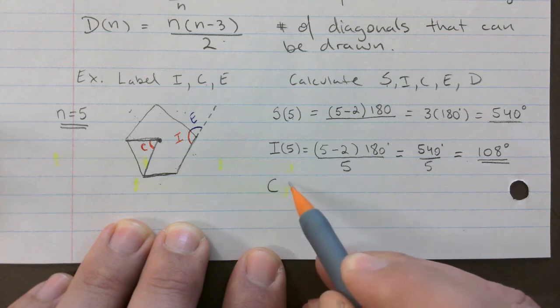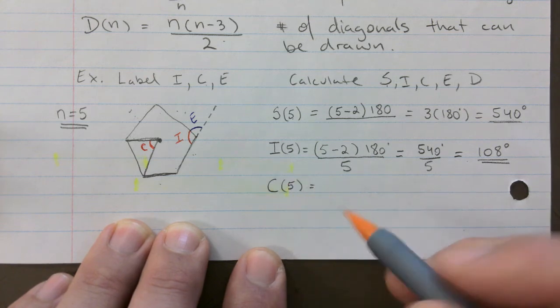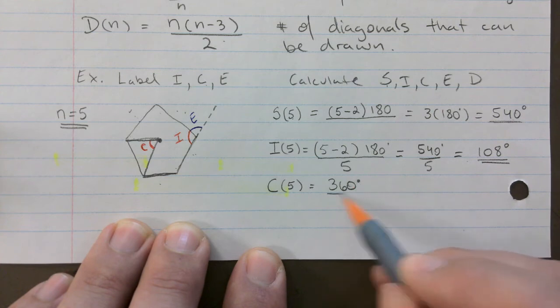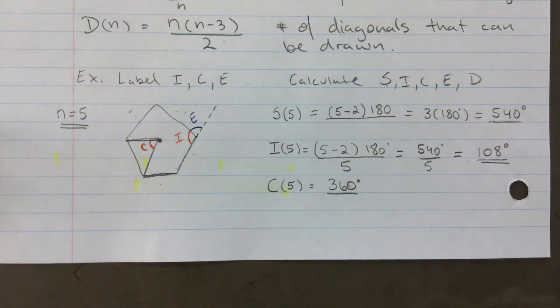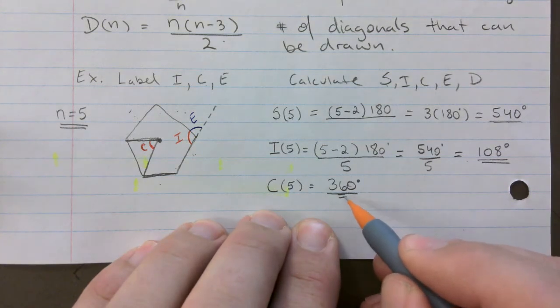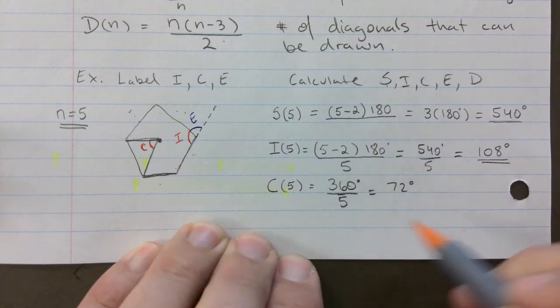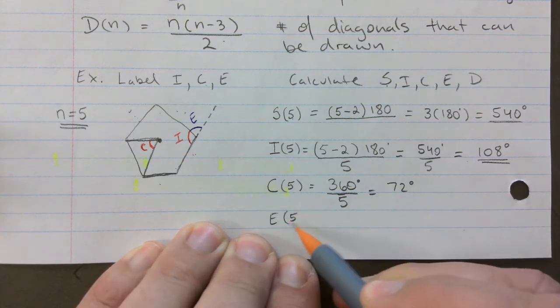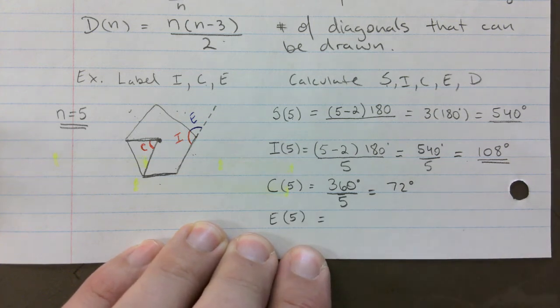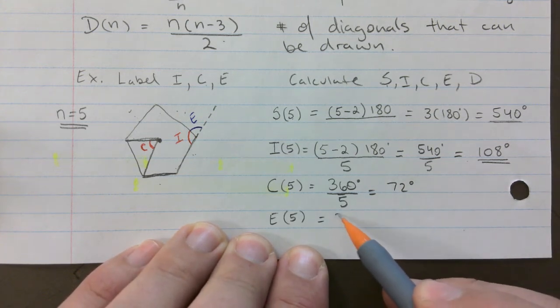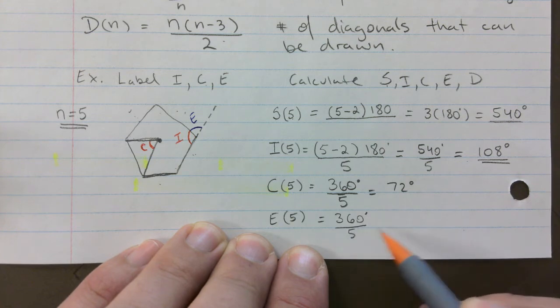The central angle of a 5-sided shape: the full angle is 360 degrees. Why is it 360 for a central? Because it's 360 at the center, right? If you go all around, it's 360. So if you splice it into the number of sides, then you know how much of that 360 goes towards each central angle. So it's 360 divided by 5, which is 72 degrees. And the exterior happens to be the same, but I will throw a little extra in here. It's 360 divided by 5, all right, 72.